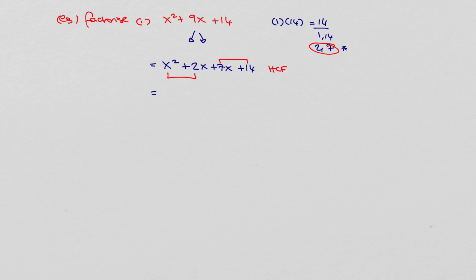So the highest common factor between x squared and 2x is x, which leaves me then with x plus 2 inside the brackets. The highest common factor between 7x and 14 is 7, which leaves me with x plus 2 inside the brackets. So these 2 brackets always have to be the same so that they can be taken out as the highest common factor. If I take out x plus 2 as being common, well, that leaves me with x in the first term and 7 in the second term.